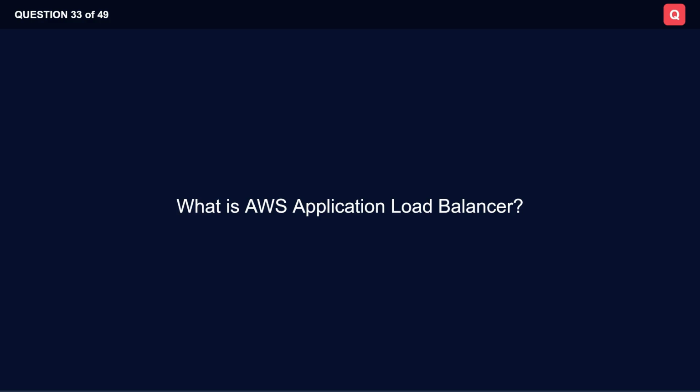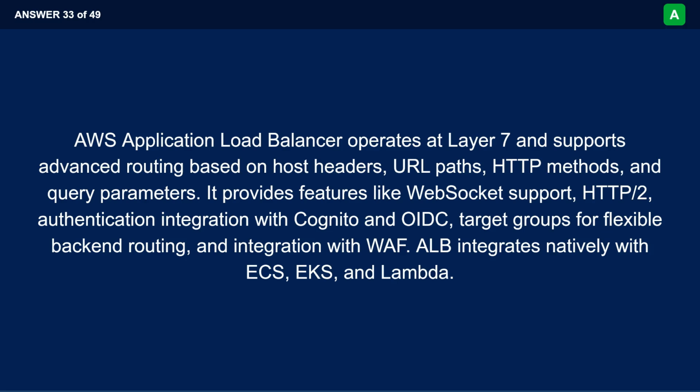What is an AWS Application Load Balancer? AWS Application Load Balancer operates at Layer 7 and supports advanced routing based on host headers, URL paths, HTTP methods, and query parameters. It provides features like WebSocket support, HTTP/2, authentication integration with Cognito and OIDC, target groups for flexible backend routing, and integration with WAF. ALB integrates natively with ECS, EKS, and Lambda.